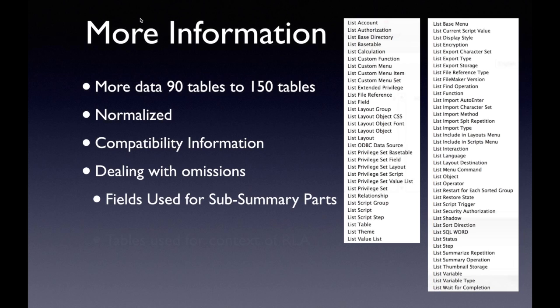The way we deal with omissions in the DDR is we have our own custom tags. If you want to take the effort to build these into your solution, you can rest assured that the field will get picked up and referenced for the place where it's omitted. For example, sub-summary parts currently don't export the field that is used for that sub-summary part. Really? So if that's the only place that field is used, the DDR will say it's not referenced.